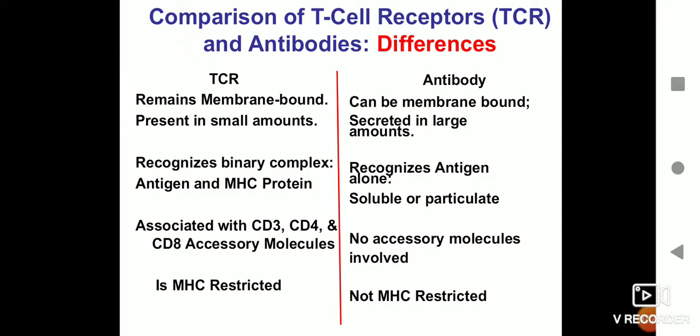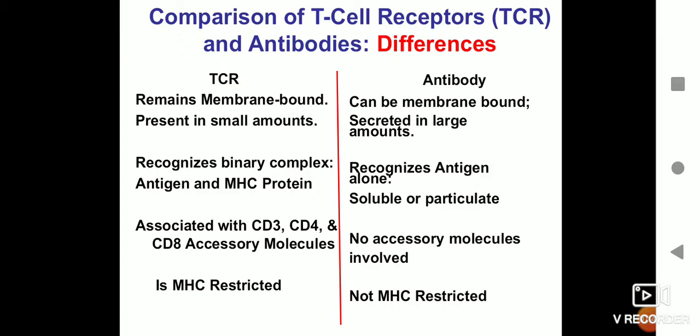If accessory molecules are there, they only lead to an increase in the degree of activation, but they are not mandatory for activation of B cells through BCR binding to an antigen. And the final, or fourth, difference between TCR and BCR is that TCRs, as you have understood, are MHC restricted.